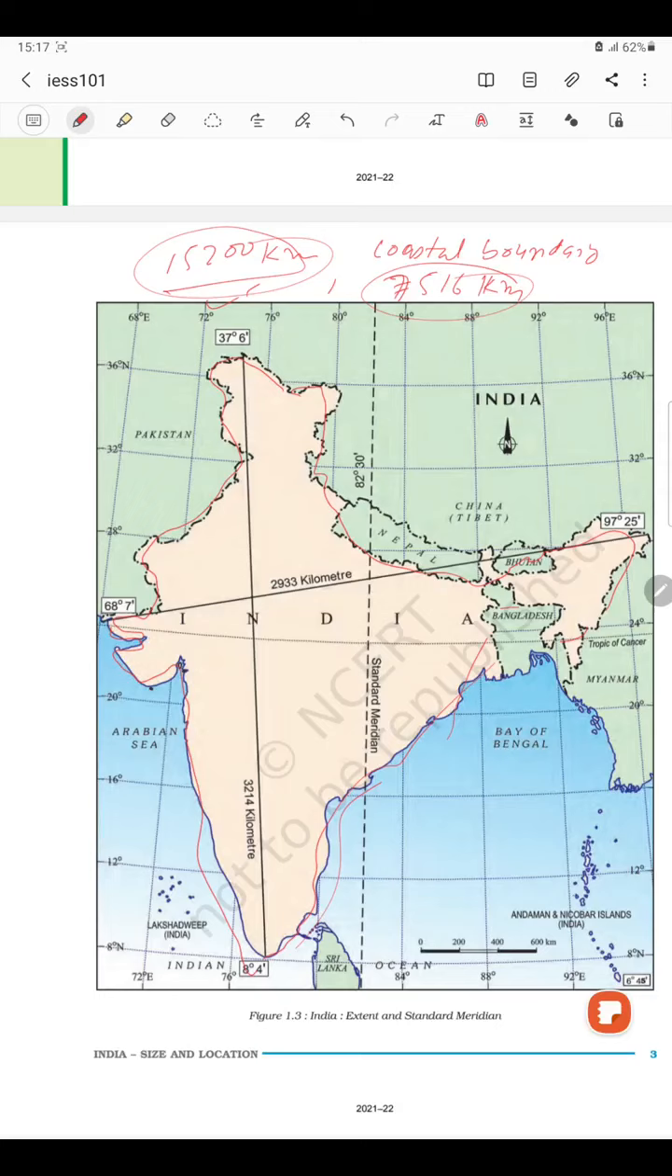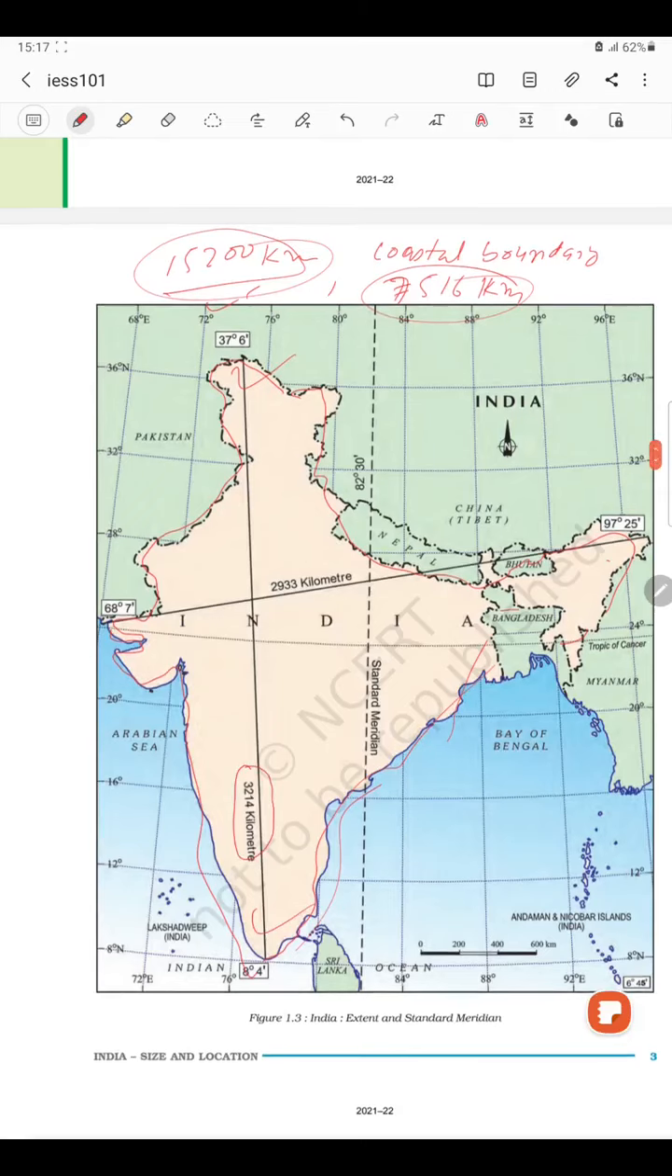One thing also, India's length from north to south is 3,214 kilometers, and west to east is 2,933 kilometers. That means the north to south extension is larger than the west to east.